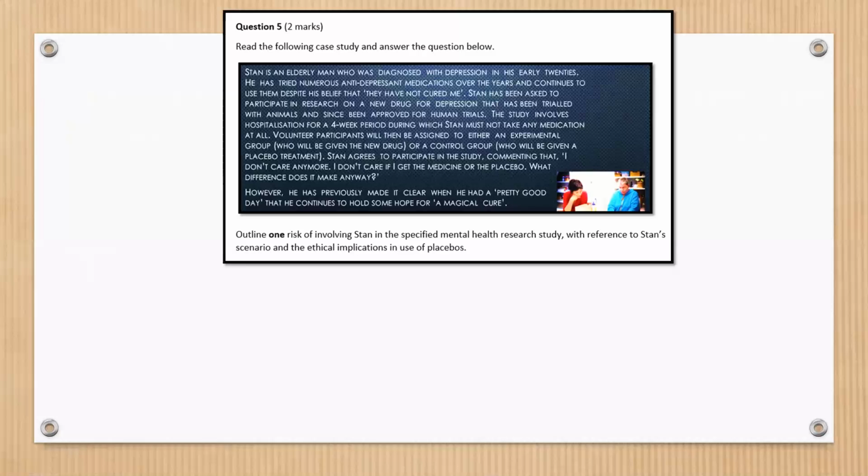Volunteer participants will then be assigned to either an experimental group who will be given the new drug or a control group who will be given a placebo treatment. Stan agrees to participate in the study, commenting that, "I don't care anymore. I don't care if I get the medicine or the placebo. What difference does it make anyway?" So then it says, outline one risk of involving Stan in the specified mental health research study with reference to Stan's scenario. So we're linking back to Stan in our answer here, and we are linking back to the ethical implications in the use of placebo. So we have to talk about how Stan being exposed to a possible placebo in this study could have ethical implications in terms of his safety or his well-being.